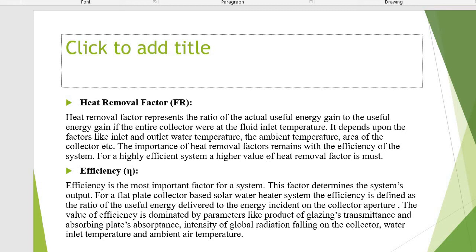So next is efficiency. It is the most important factor for the system. This factor determines the system's output.